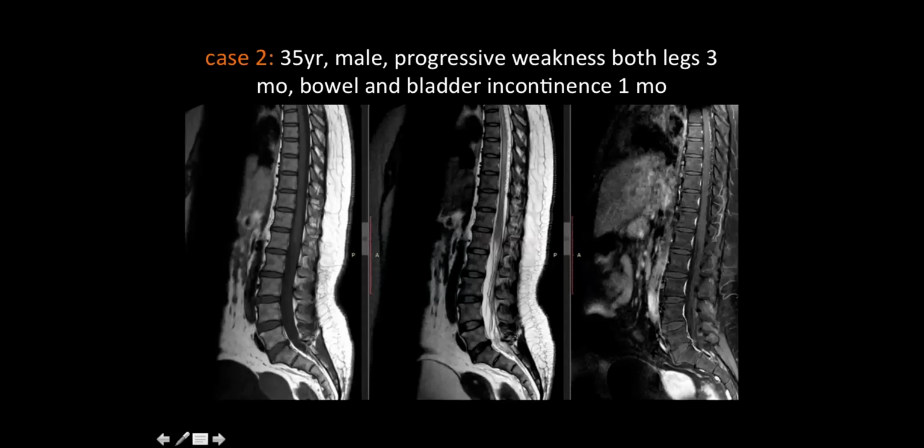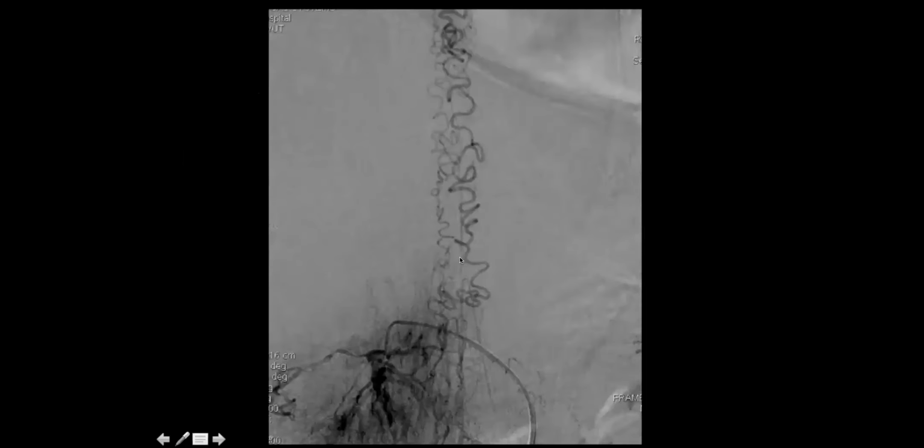Another 35-year-old male with similar paresis and bowel and bladder involvement presented with cord edema and posterior perimedullary venous congestion. This patient also had a radiculomeningeal shunt. But what I want to show here is that, in addition to the shunt, we can see this hairpin loop supplying the posterior spinal artery. So these are radiculopial arteries supplying the posterior spinal artery. So this is not a good candidate for endovascular treatment, and this patient was taken up for surgery.